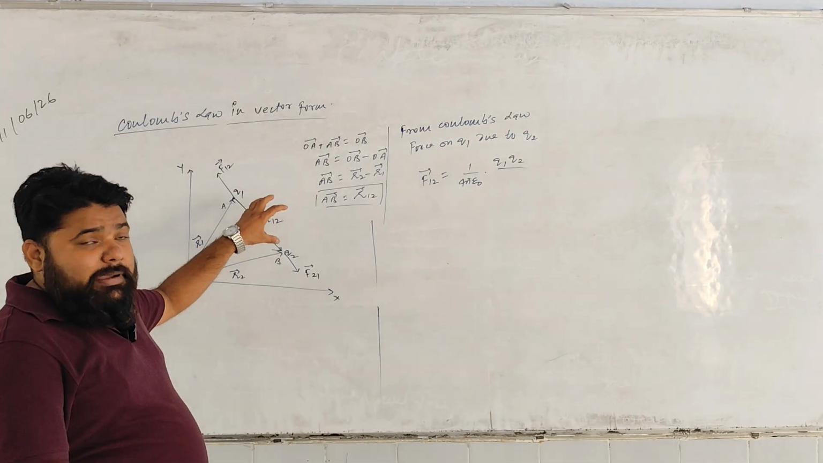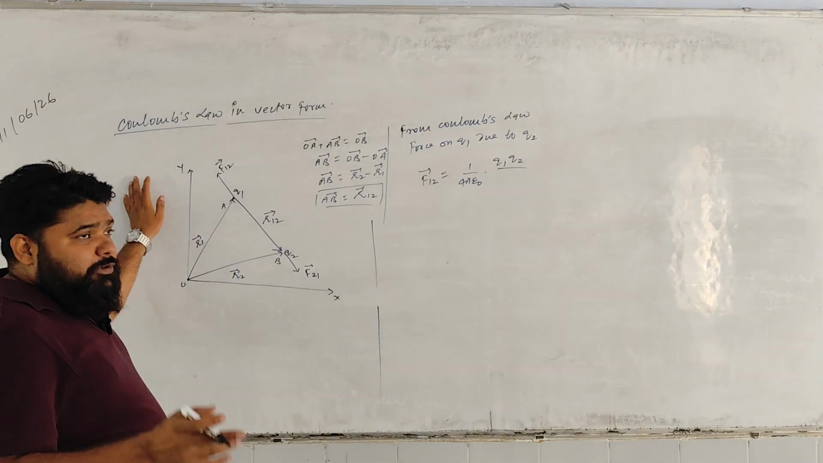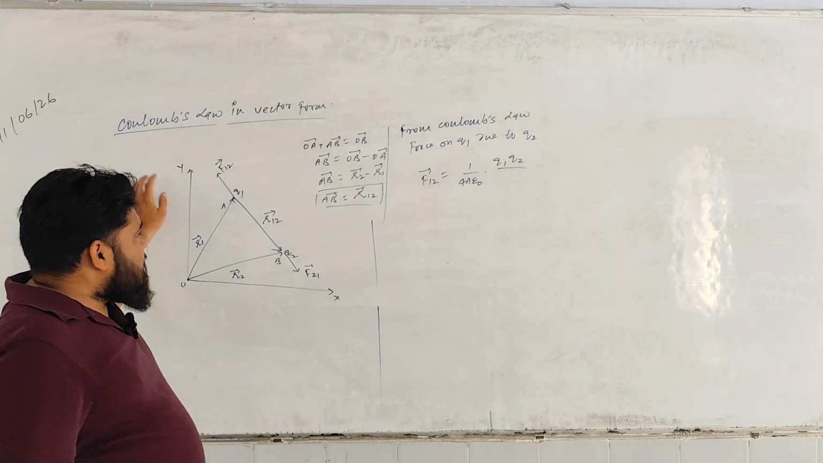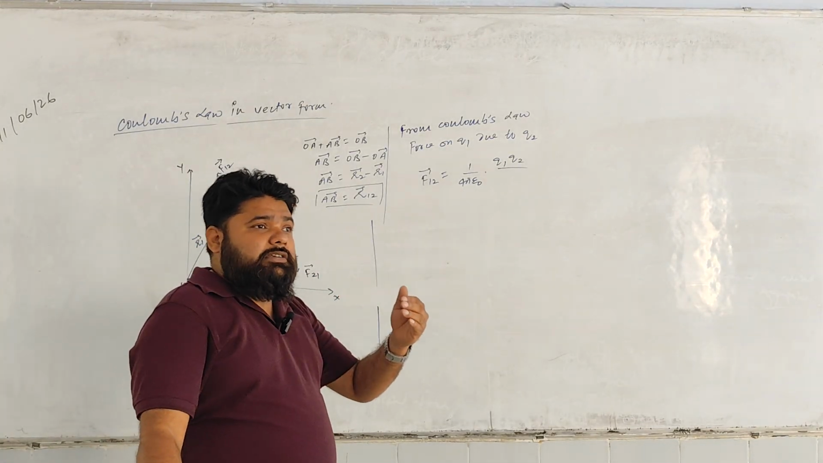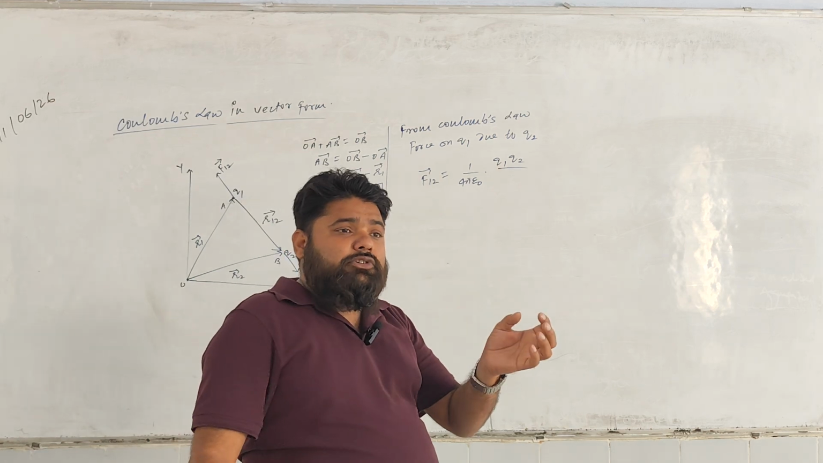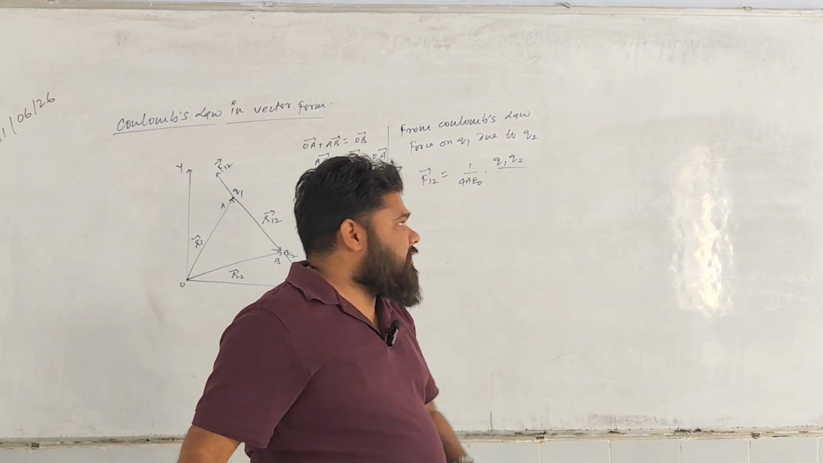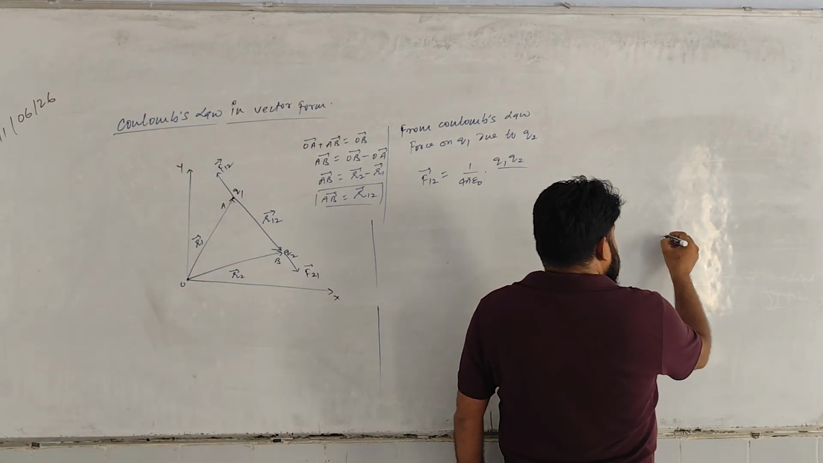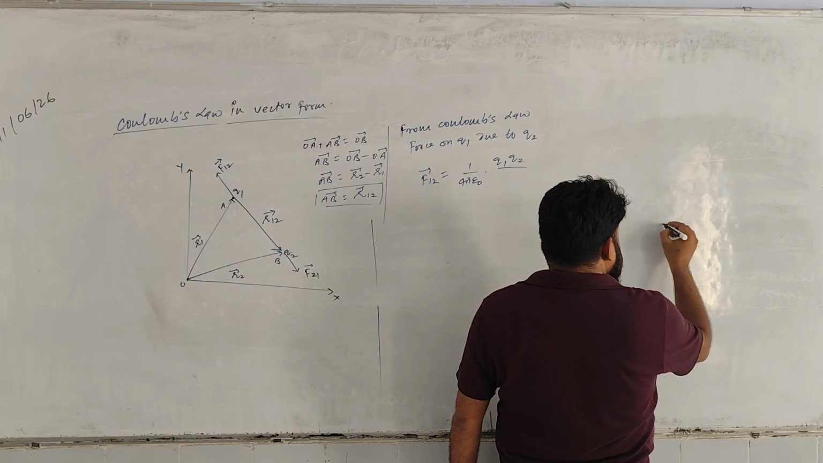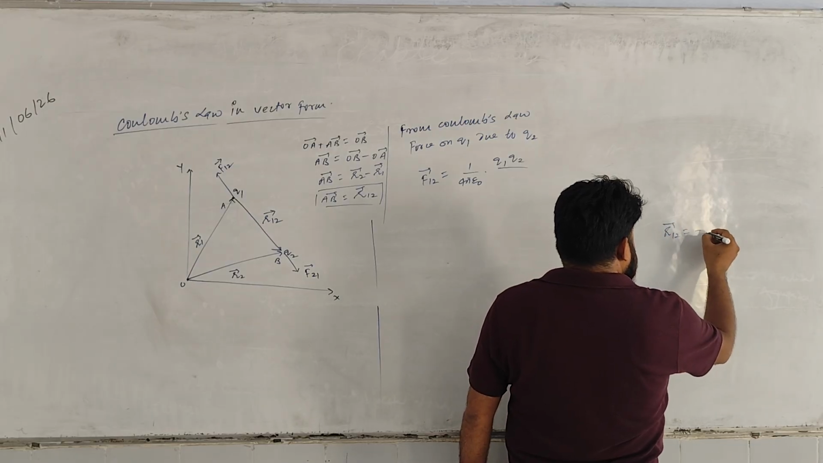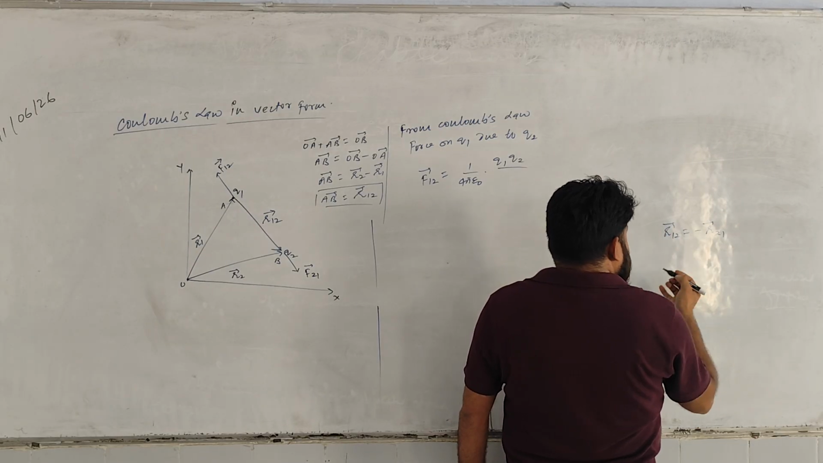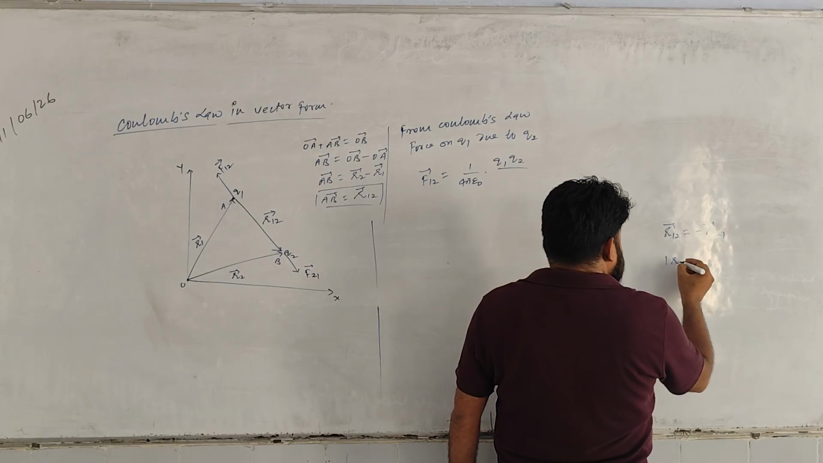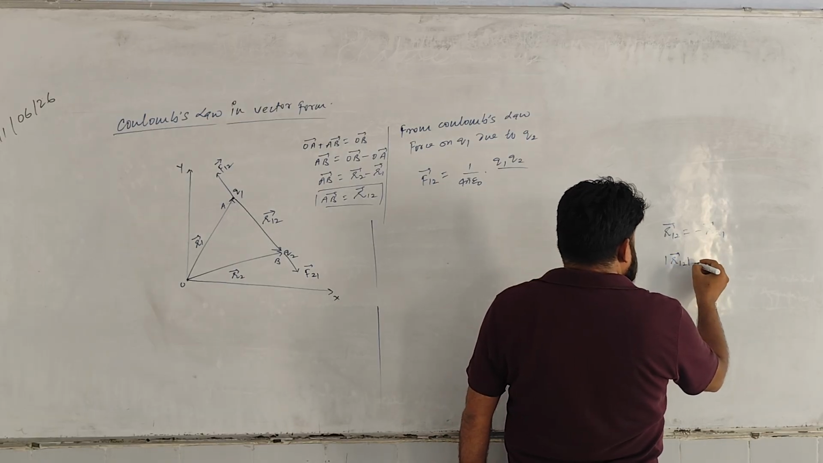But when we say the magnitude of the vector, if you remember the vector algebra, if we have two equal and opposite vectors, the magnitudes of the equal and opposite vectors are equal. That means the vector r12 is equal to minus of vector r21. But when we say the magnitude, then the magnitudes of these two vectors are equal.